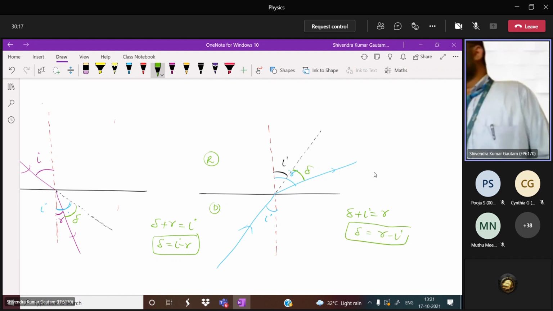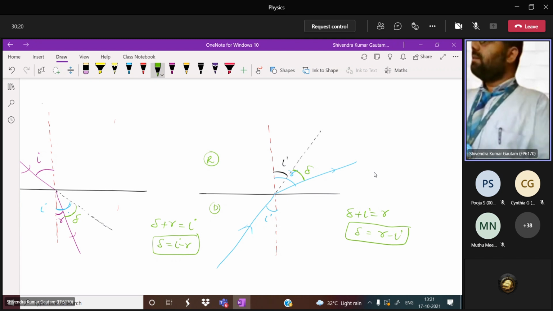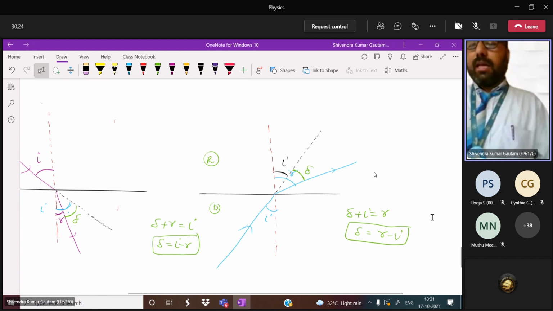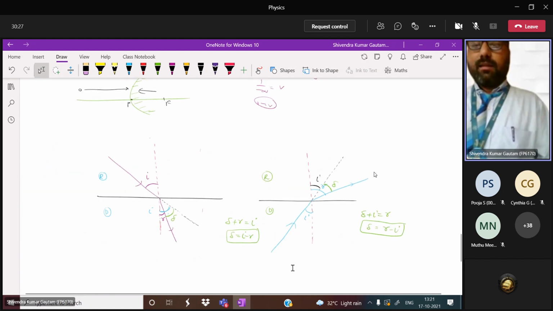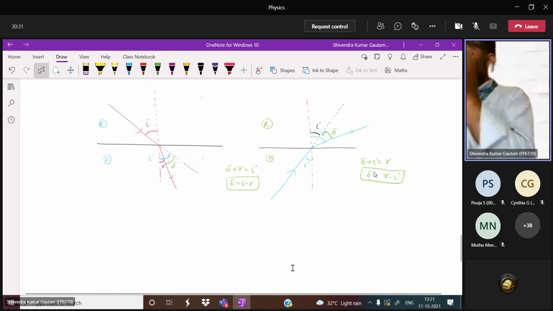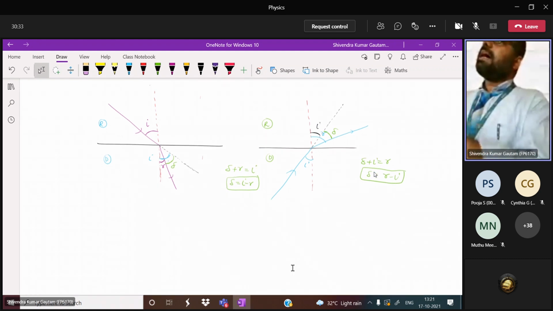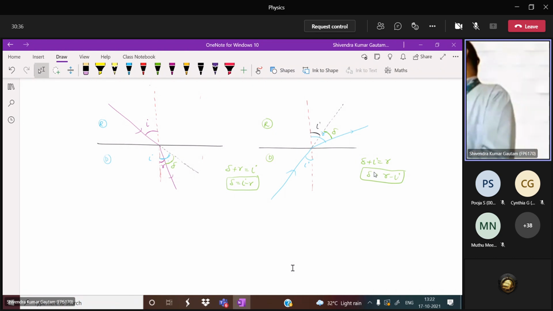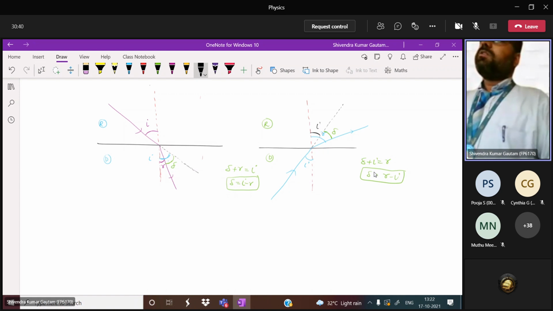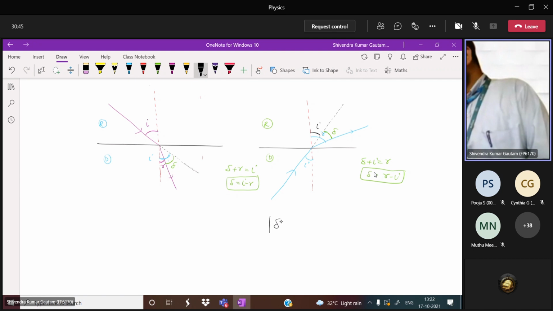When ray goes from denser to rarer, deviation is r minus i. When ray goes from rarer to denser, deviation is what? i minus r. If I want to write this as a single line, the magnitude of deviation is the same or not? Modulus of i minus r or r minus i, magnitude will be the same. So when ray goes from one medium to another, modulus of deviation is equal to i minus r, or r minus i. You write it.